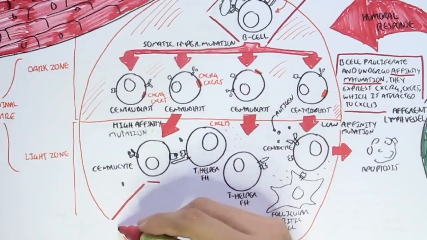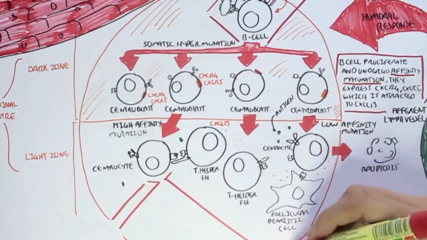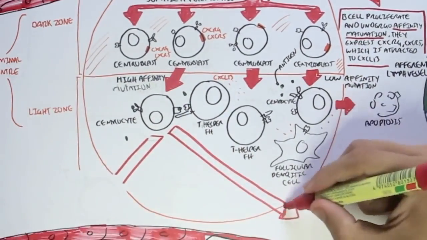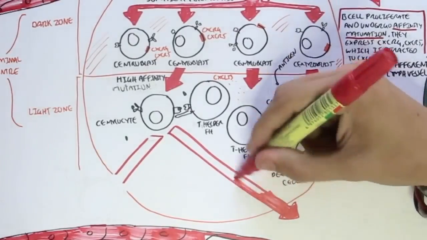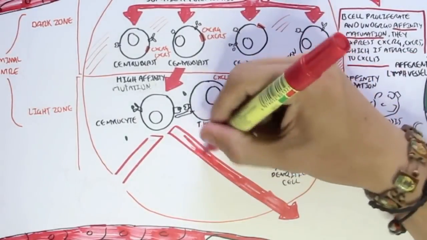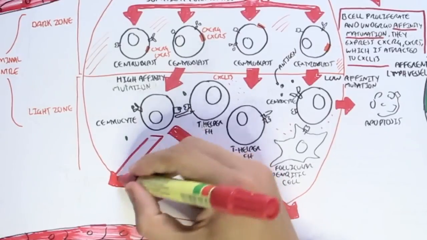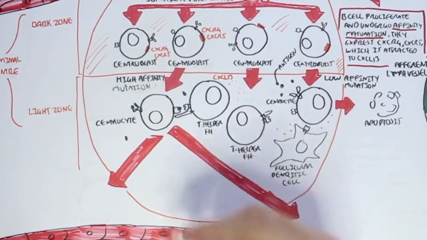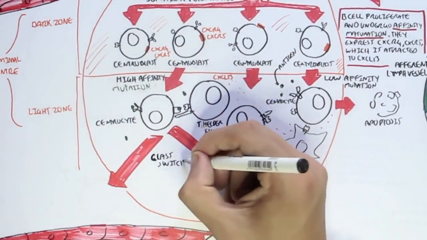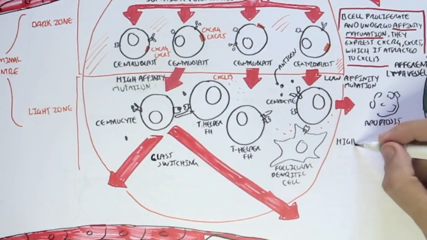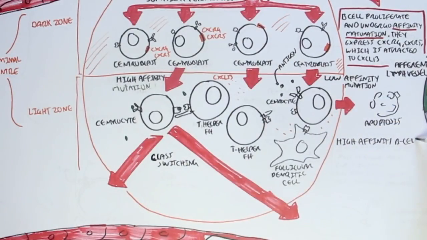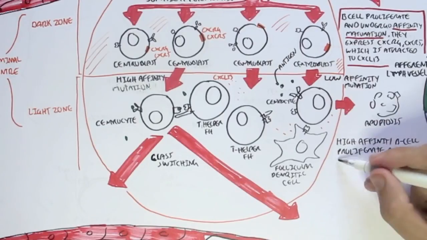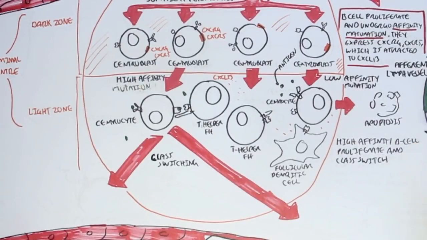And if it recognizes it, the T helper follicular cells within the light zone will then bind with this centrocyte and send signals to it, send cytokines to it, to cause it to undergo class switching, differentiation, and proliferation. So, the high affinity B cells proliferate, and then they will class switch. The low affinity B cells will die through apoptosis.